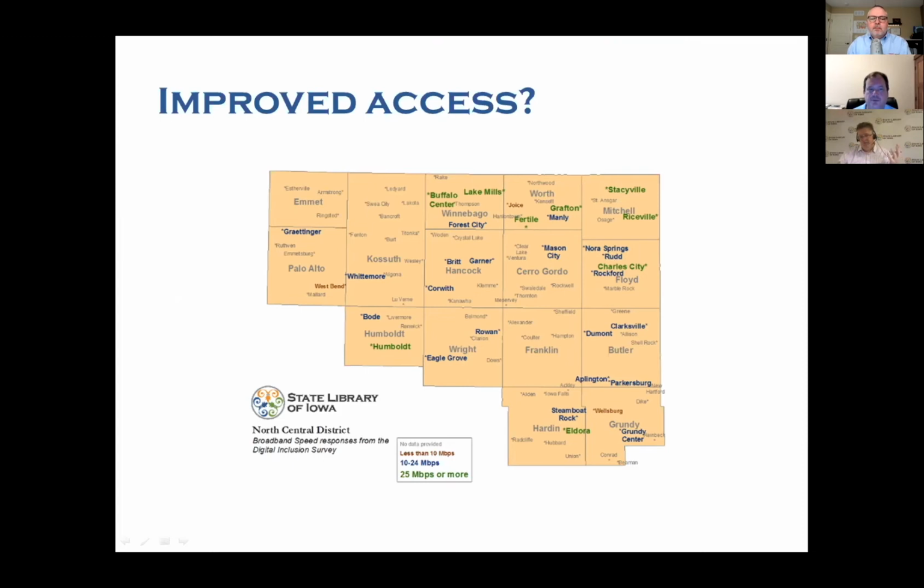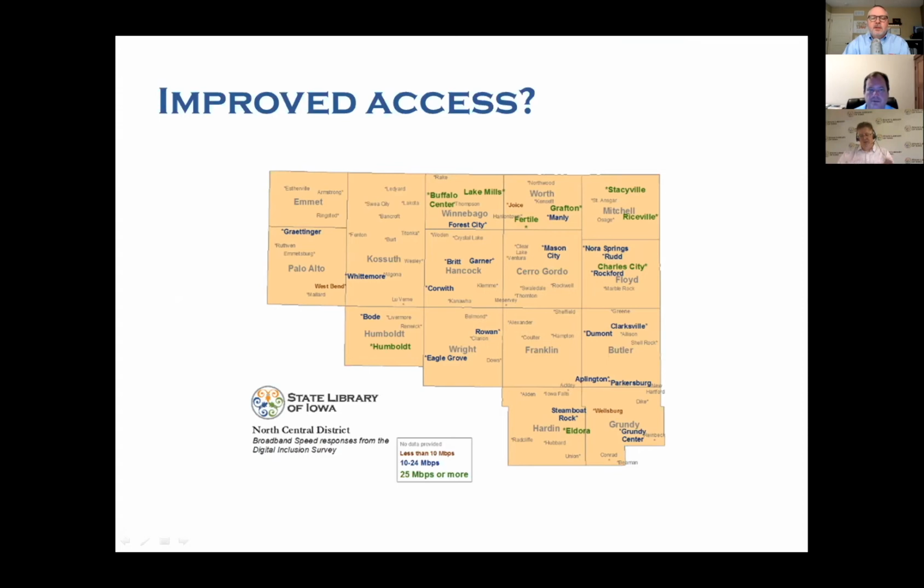It gives you a sample: some of these places have really good connections, some of them don't have so good. And you can see, I would say specifically Winnebago County up there in mine, they have really good connections. They have a really good provider, the telecom up there, that gives them all this great connection, and they all were happy to report it.